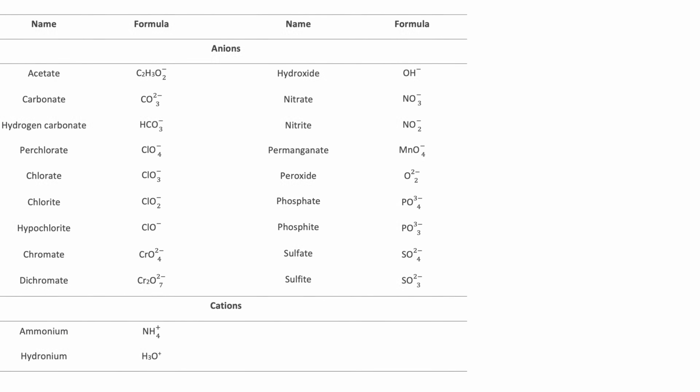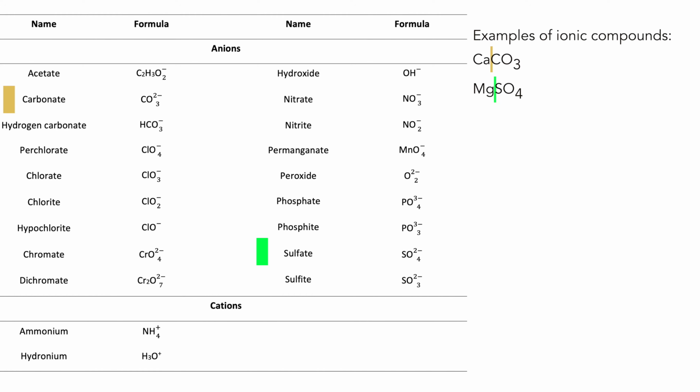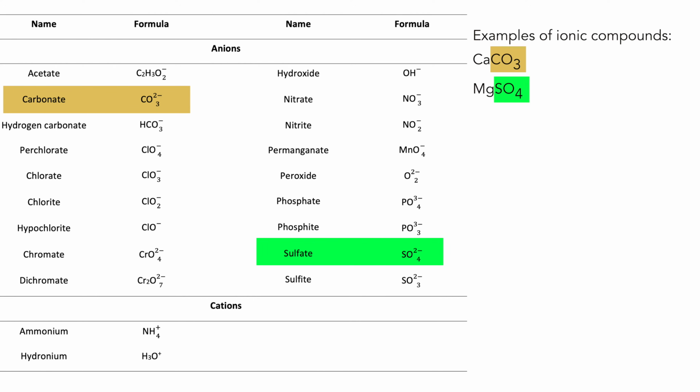Some ionic compounds can also contain polyatomic ions, which are covalently bonded compounds that have a net positive or negative charge. This charge allows polyatomic ions to participate in ionic bonding. Some common polyatomic ions are shown here. Some examples of these ionic compounds that contain polyatomic ions include calcium carbonate and magnesium sulfate.